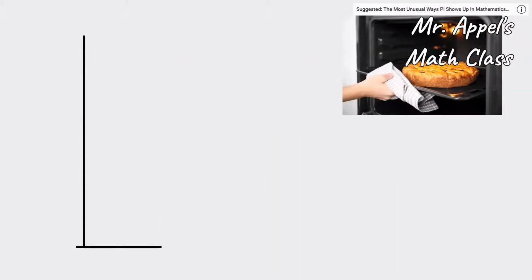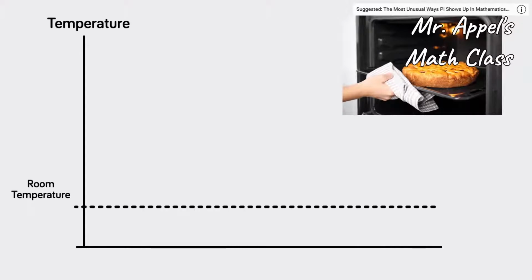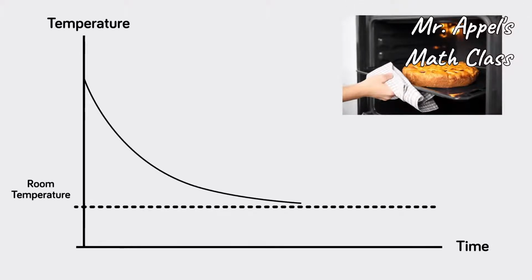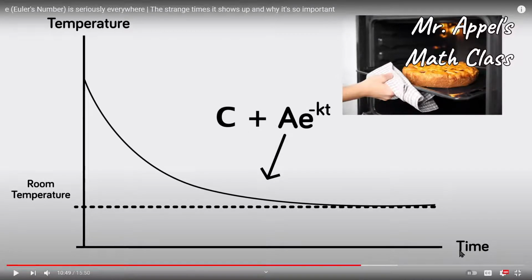Or when you take a pie out of the oven, it will eventually cool to the temperature of the room. Finally, something delicious. It cools down much faster at first, and then that temperature equation kind of flattens out over time, asymptotically approaching room temperature. This equation is that same exponential decay that has an e to the power of some negative value times time.